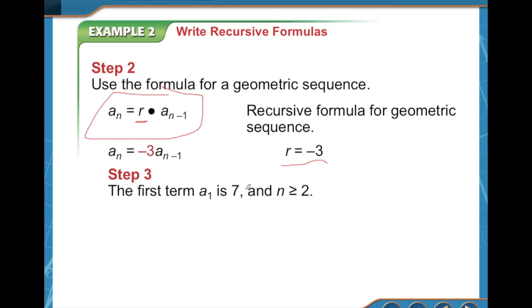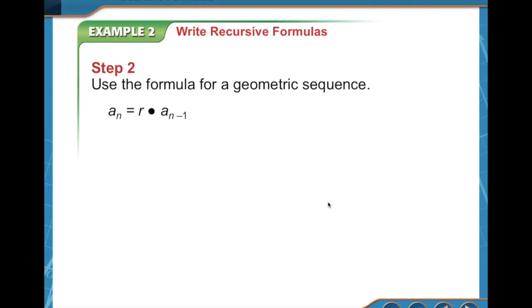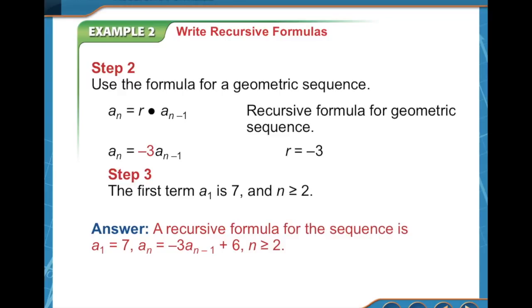The first term is a sub 1. In this one it was 7. And we always say n has to be greater than or equal to 2 for these recursive formulas. So our answer tells us that any term a sub n can be found by taking negative 3 times the previous term, and that will get us to where we need to go. That will tell us our recursive formula.